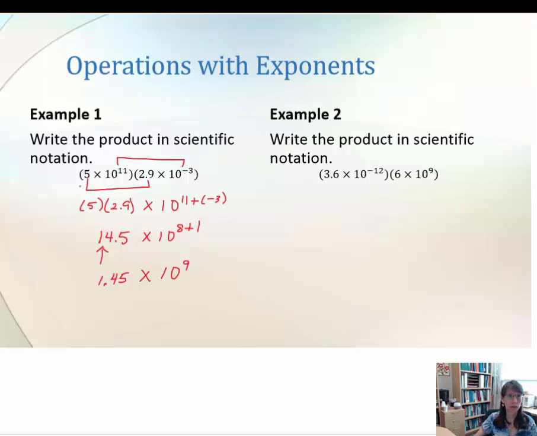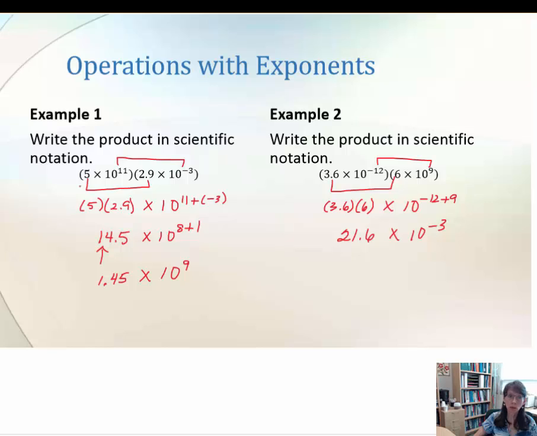Something similar will happen in example 2. 3.6 times 10 to the negative 12 is multiplied by 6 times 10 to the 9th. So looking at the numerical portions, we will multiply 3.6 times 6, and then that will be multiplied by 10 to the negative 12 plus 9. So first we'll multiply 3.6 times 6, and that's 21.6 times 10 to the negative 3.